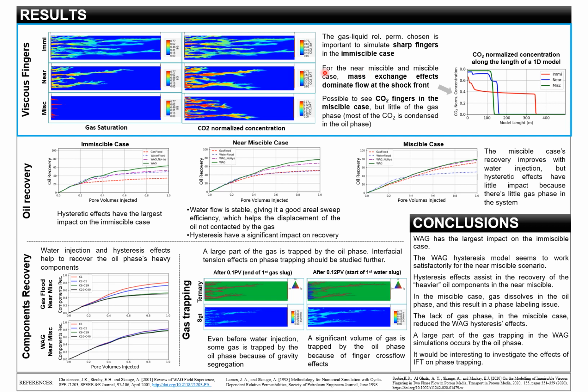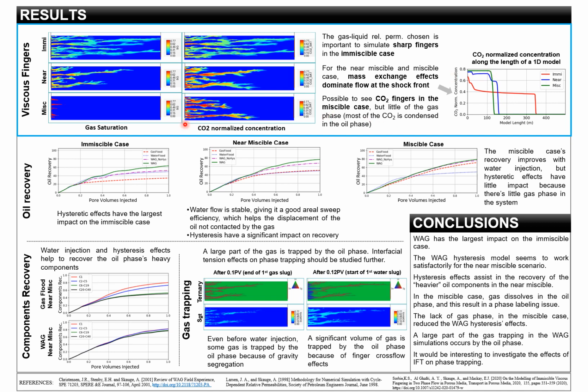In the near miscible case, we see that these fingers are even sharper though, and that happens because of mass exchange effects dominating the shock front of the flow. As we can see in this figure in here, this is the shock front produced by the Buckley-Leverett equations in a 1D model. But if we account for the mass exchange, we see that you have an even higher gas saturation at the shock front in the near miscible and of course the miscible scenario.